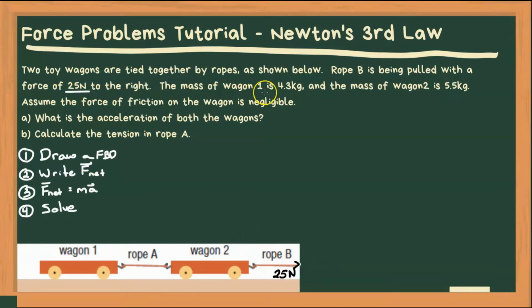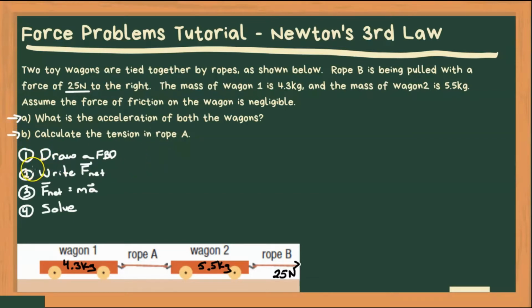Now the mass of wagon 1 is 4.3 kilograms, so we'll write that, 4.3 kilograms. And the mass of wagon 2 is 5.5 kilograms. Now we're not considering friction in this problem. And it asks two questions. First one is, what is the acceleration of both wagons? And the next one is, calculate the tension in rope A.